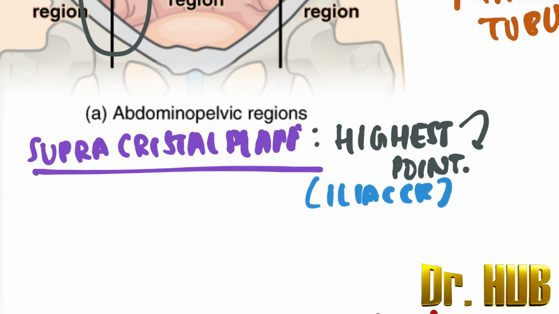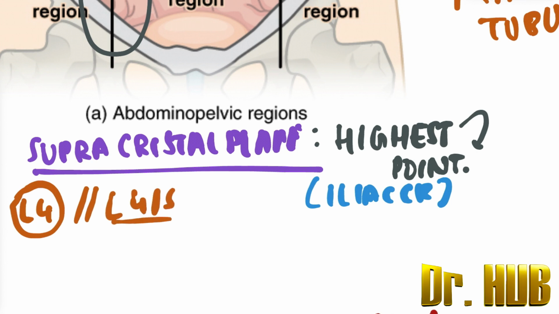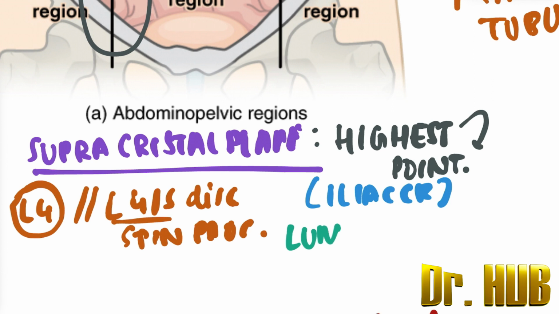It corresponds to the level of the L4, or the L4 L5 disc, as well as the spinous process. It is an important landmark when performing a lumbar puncture, and also for the spinal injection.